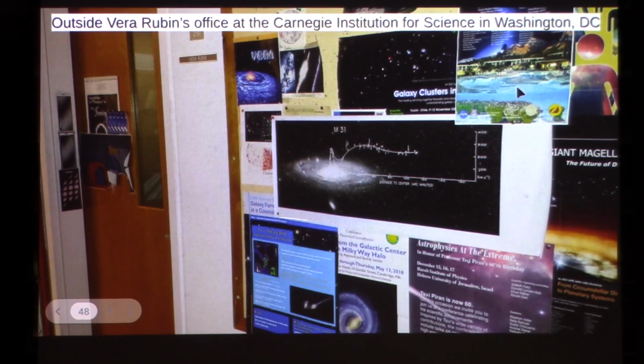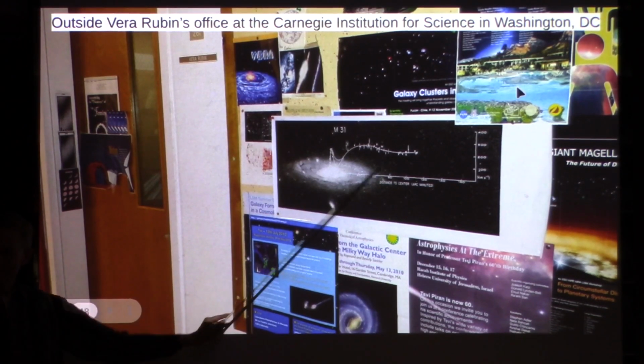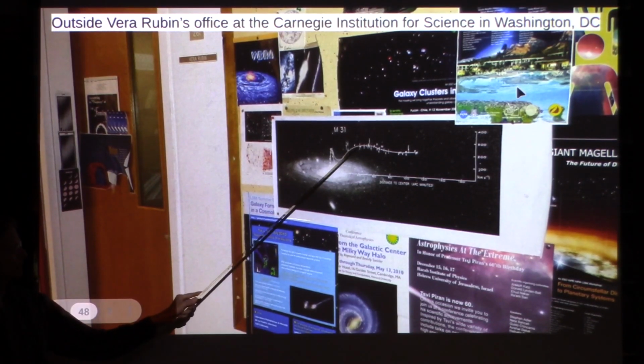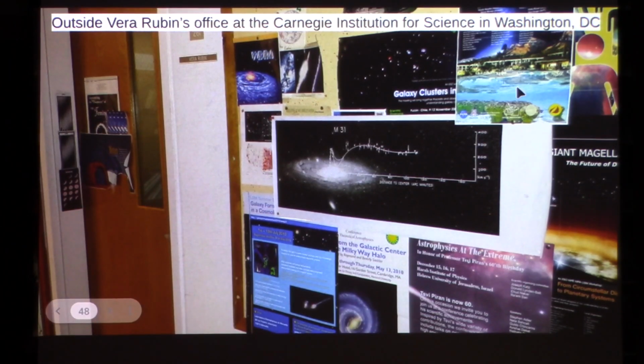Here's her door at the Carnegie Institution of Washington, and here is her proudly displaying her measurements with our telescope of the Andromeda Galaxy on her door there. And what she discovered is that even very far from the center, the orbital speeds are very nearly constant.